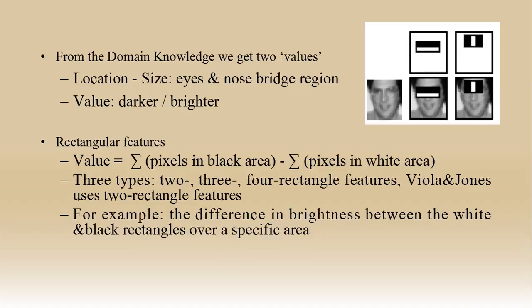Rectangular features. Now the Viola-Jones algorithm uses the two rectangular feature. There are three types of rectangular features, which are the 2, 3 and 4 rectangular features, but the one under consideration is the 2 rectangle feature. The values discussed above can be calculated by the summation of pixels in black minus the summation of pixels in white area, which is nothing but the darker area minus the brighter area. For example, the difference in brightness between the white and black rectangle over a specific area gives us the value of that specific area.